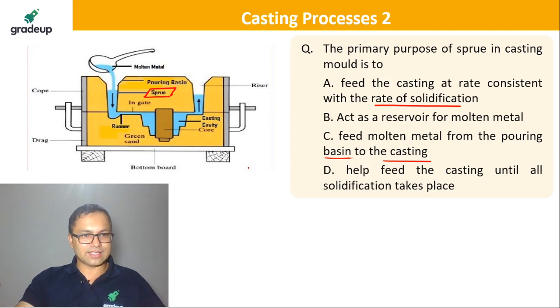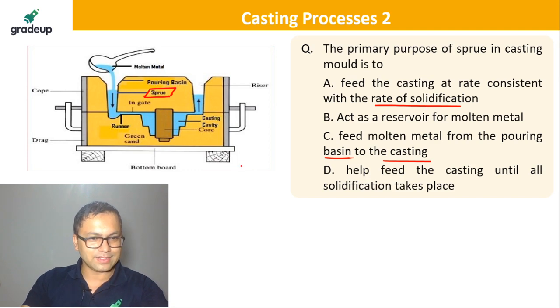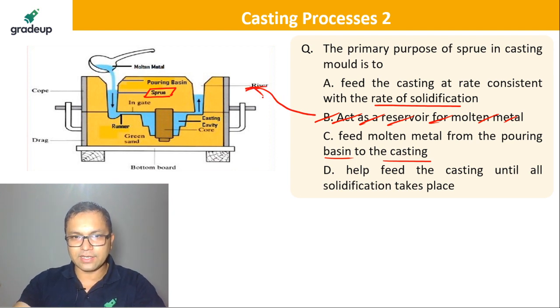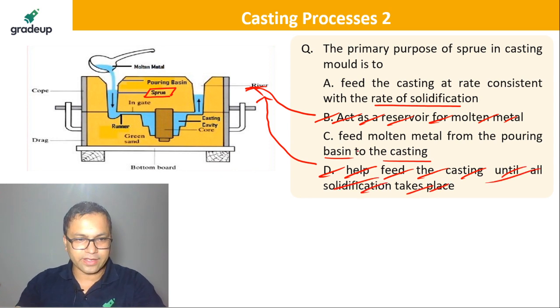So Prince says it's C, Logesh says it's C, Harshvardhan says it's C, Venkat says it's C, and Samar says it's C, and Jeet also says it's a C, right? Obviously it cannot be B, act as a reservoir for molten metal, because the riser does that. Riser acts as a reservoir for molten metal. Similarly, D is also the riser, so I'm taking D out. Now we are just left with A and C.